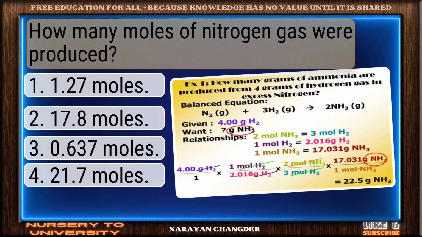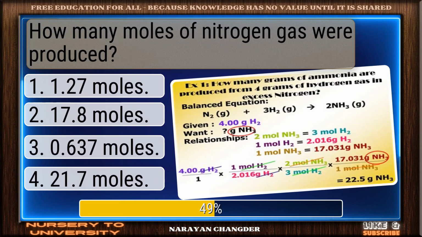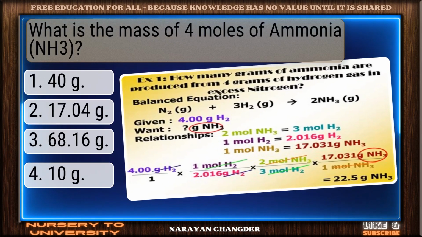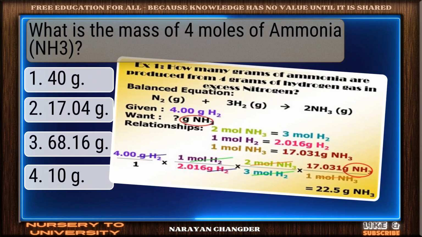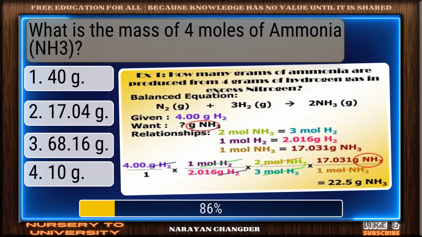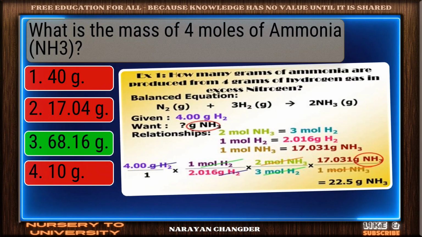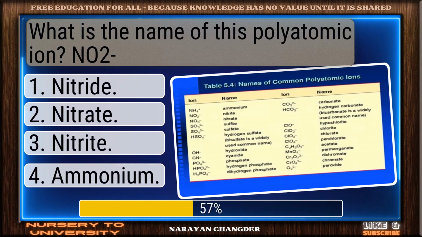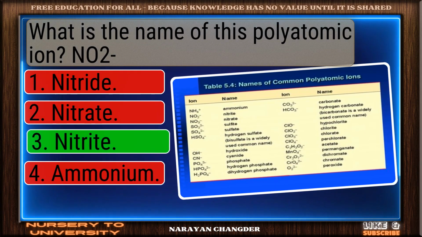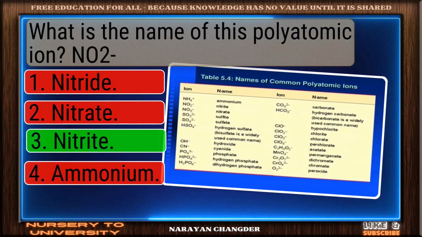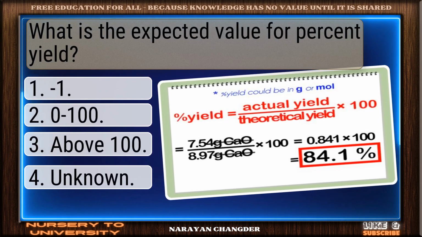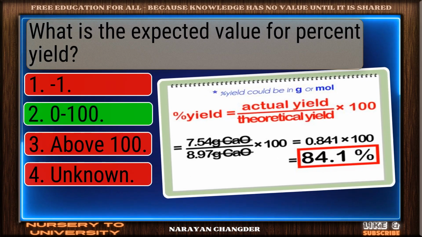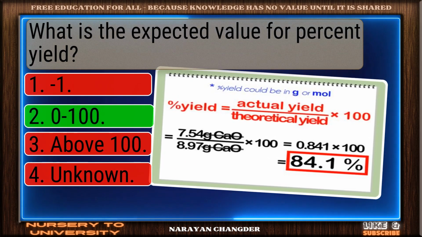How many moles of nitrogen gas were produced? Bravo, 0.637 moles. What is the mass of 4 moles of ammonia? 68 g is the accurate answer. What is the name of this polyatomic ion? Great thinking. Nitrite is the right choice. What is the expected value for percent yield? Nicely done. 100 is a solid answer.